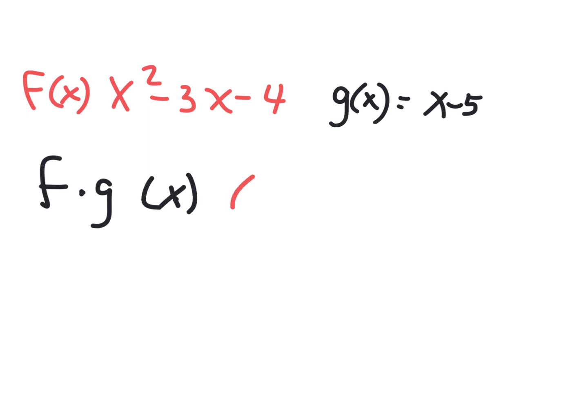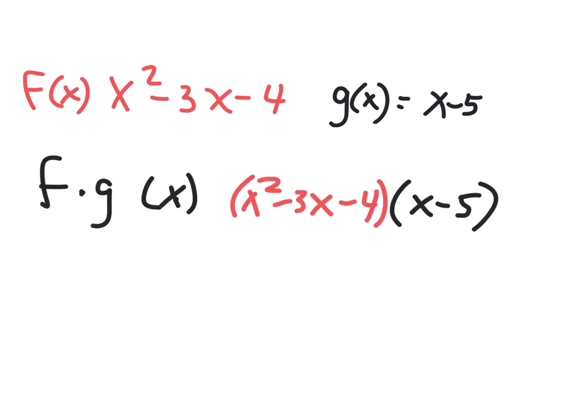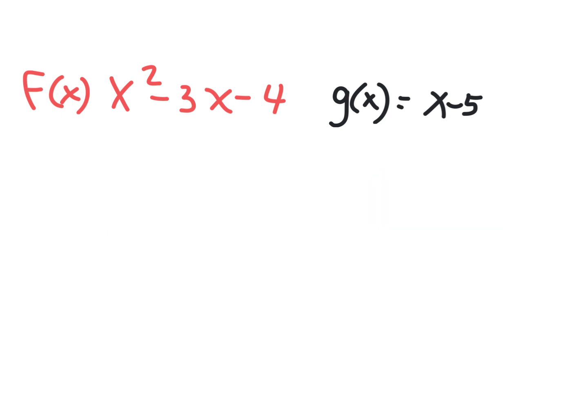I always say to put them in parentheses. X squared minus 3x minus 4 times the other function, x minus 5. Notice, put it in parentheses. And then you have to learn how to do this, not as FOIL, because there's no first outside, inside, last. It doesn't work. Instead, you have to know that you're just distributing.